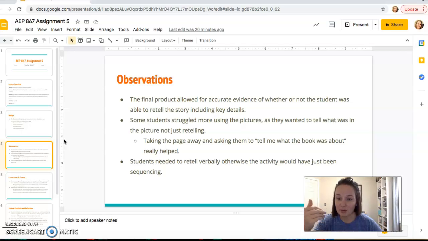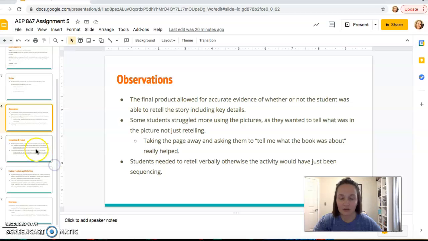But taking the paper away and them not having it and feeling like they had to use it definitely helped. They had to retell the story verbally to me, otherwise it would just have been sequencing, and that was not the target. That's also one that we always have to remember when we hit this target every year, because sequencing is not the same as retelling.